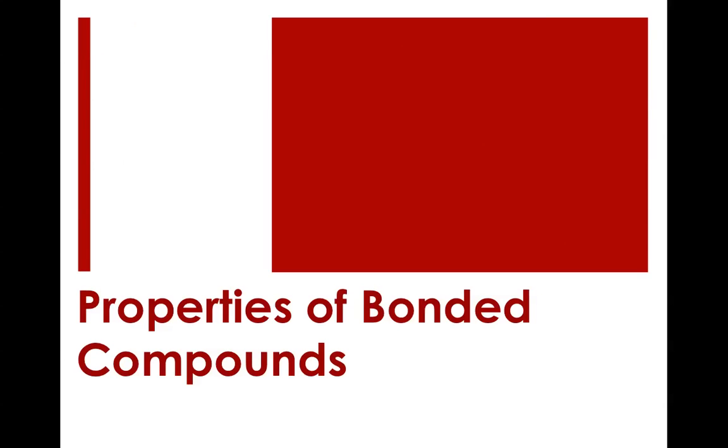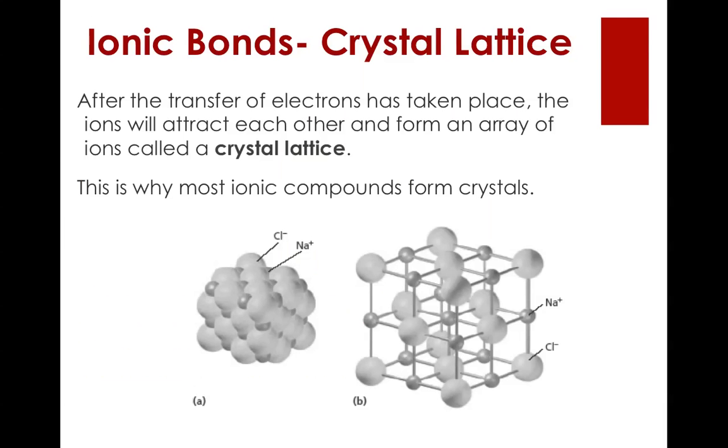Okay, the last thing that we got to cover before Friday is properties of bonded compounds. The first thing we need to talk about in this section is that ionic bonds form a crystal lattice. After all the electron transfer has taken place, after all the electrons have moved, you know, chlorine has stolen all the electrons from sodium and they've all transferred, the ions attract each other, positive and negative, and they form an array which we call a crystal lattice.